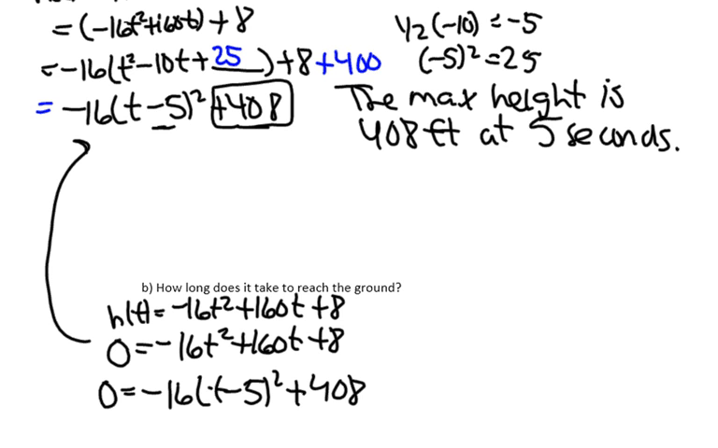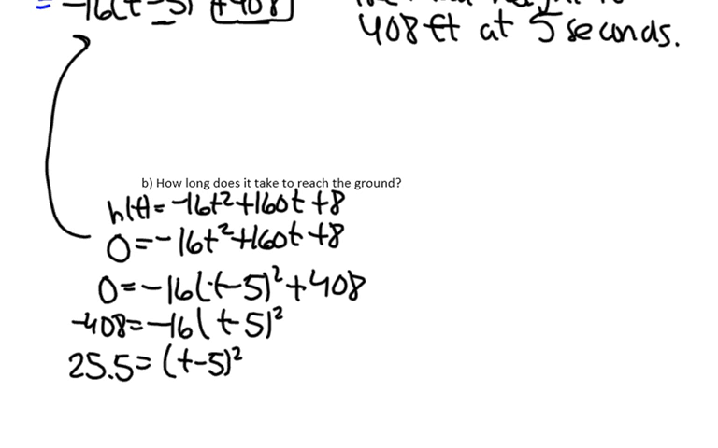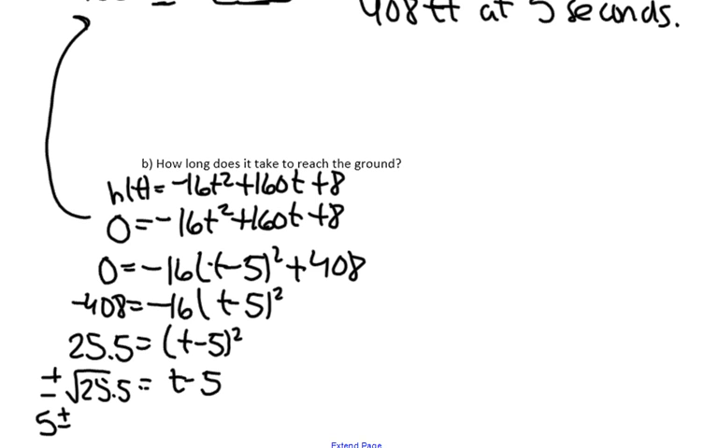Okay. So again, I can solve this very quickly. Subtract the 408. And divide by negative 16. Okay? So that's going to give me 25 and 5/10 is equal to t minus 5 squared. Take the square root of both sides, where that's plus or minus. And then I'm going to add 5 to both sides. Now, let's put both of these over here. Well, that ends up being about 10 seconds.